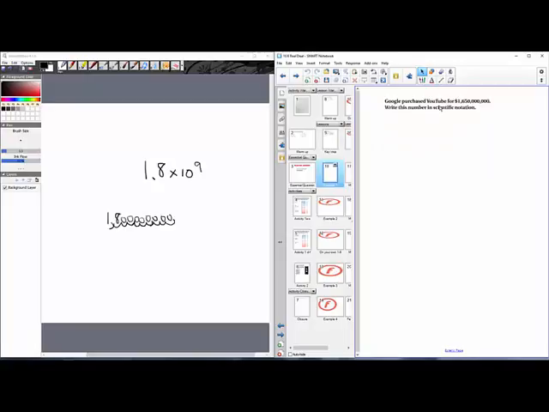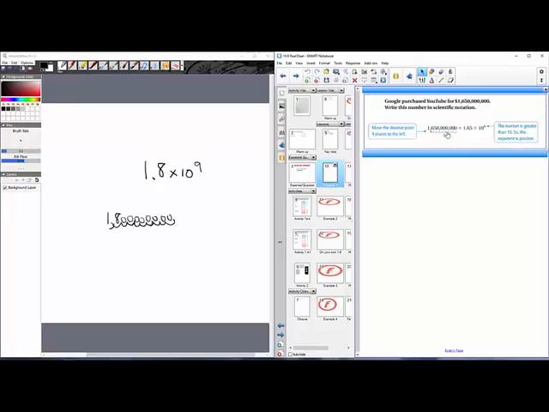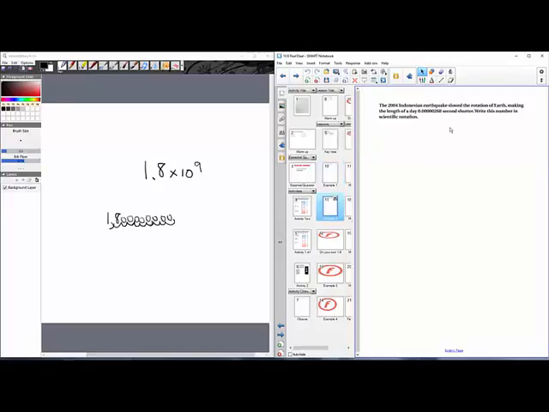So Google purchased YouTube, this is a while ago, for $1,650,000,000. Write that in scientific notation. Got to move this place back. So you have your 1.65, so it's between the two numbers. And then it's times 10 to the 9th, because there's 9 places that I'm going to have to move to get back to this again. So that's why it's 1.65 times 10 to the 9th.